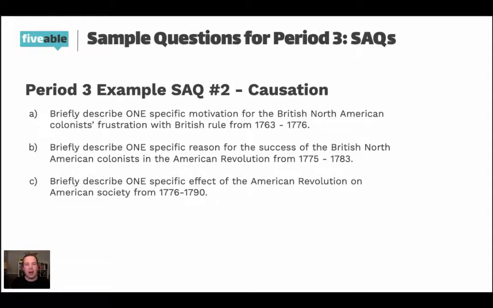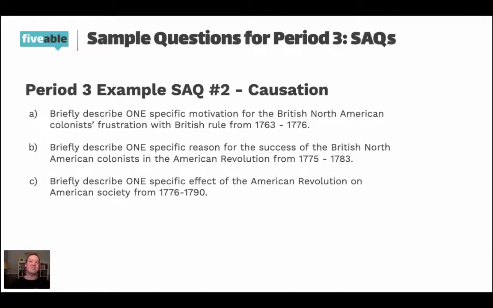Folks, if the option for motivation of the British North American colonists' frustration with British rule goes from 1763 to 1776, a motivation for frustration could be Common Sense, which comes out in 1776. A motivation could be Lexington and Concord, which happens in 1775.